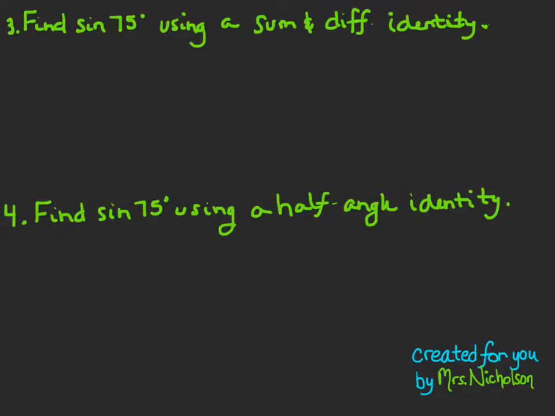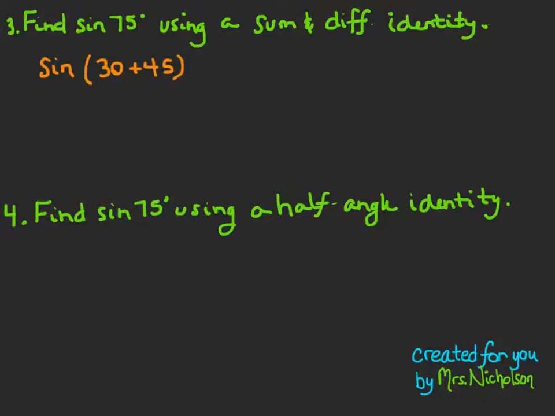Alright, in the next section, on number 3, I think we had a mistake on the review. It said to find sine 75 using a double angle identity, but that doesn't work. So we're going to use a sum and difference identity instead for sine 75. And I'm going to rewrite 75 as 30 plus 45.